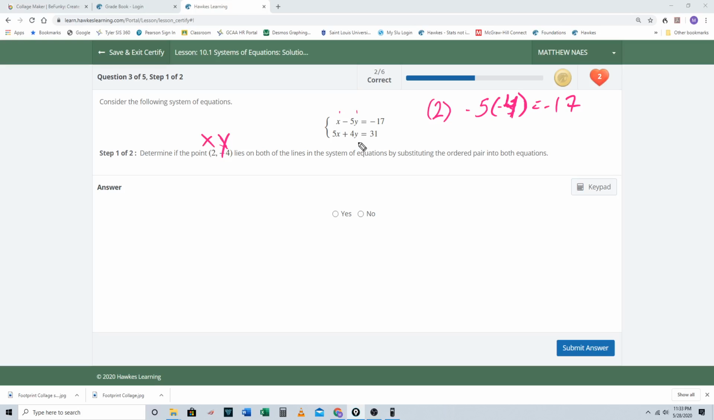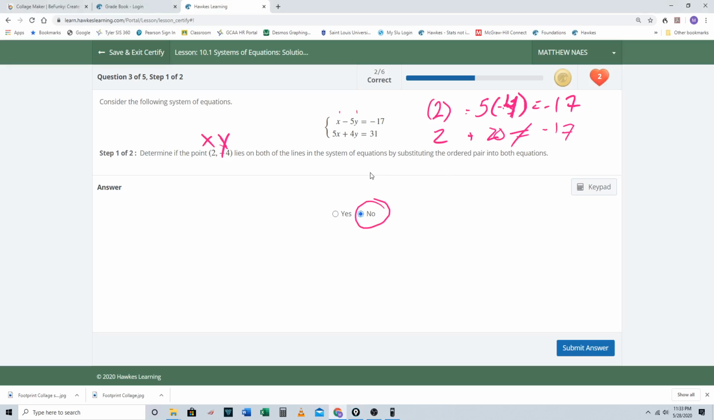Basically, we keep going until we get a no. If the first one's a no, we can stop and just say the answer is no. But if the first one's a yes and the second one's a no, well, then the whole thing's no. If they're both a yes, then it's a yes. They have to both be yeses for it to be a yes, okay? That happens to be 2 plus 20, negative make positive, does not equal negative 17. So we can automatically say no here.